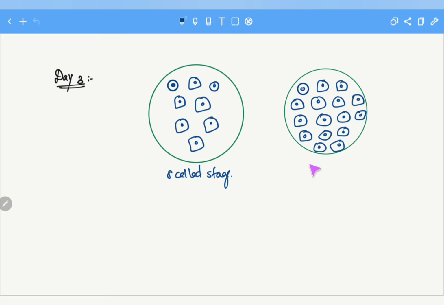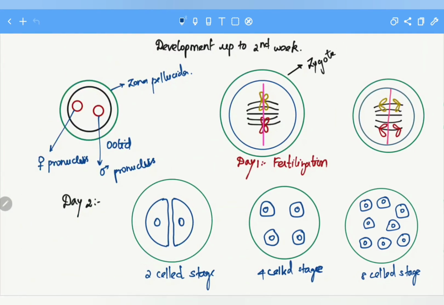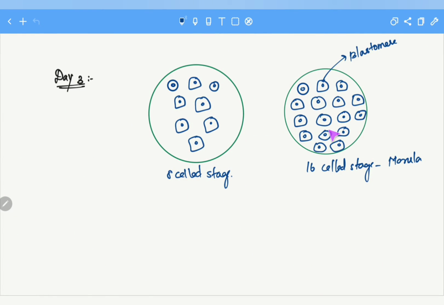This 16-celled stage of embryo is called morula. I hope you all know what these cells are. These cells are called blastomeres. The cells inside the embryo which undergo rapid division are called the blastomeres. So in the morula, all the cells are very small and contain very little cytoplasm.